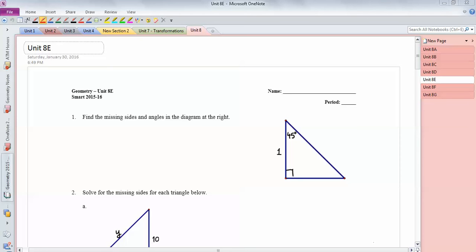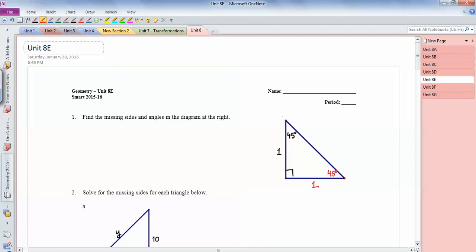Okay, so this is the 8E handout, and we started by reviewing that 45, 45, 90 idea. Remember, this is actually the basic version of the triangle. You've got a 90, you've got a 45. Turns out the other angle has to be 45 as well, so you know it's isosceles. And since it's isosceles, the two congruent sides, this one's 1, so this side is 1.